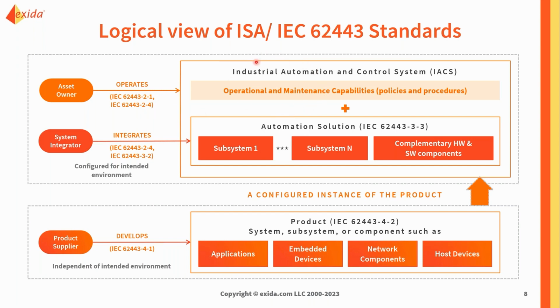And so ultimately, when we talk about the industrial automation and control system, or IACS, it's this comprehensive piece that includes not just the technical aspects, but also the capabilities, the policies and procedures, and the people that are working in that system. And so if we think about what an asset owner is directly involved in, the 2-1 standard may be the most important standard for them to focus on, but it's very important that we realize that they're not an island and that really they're relying on these other stakeholder groups in order to be successful.